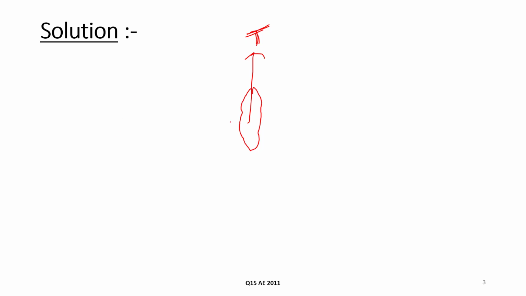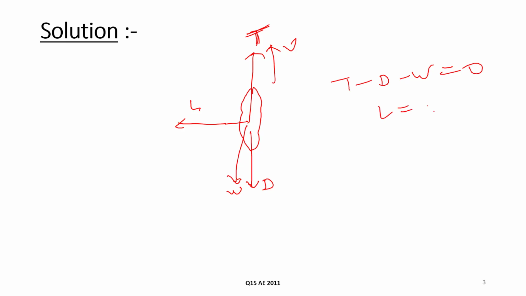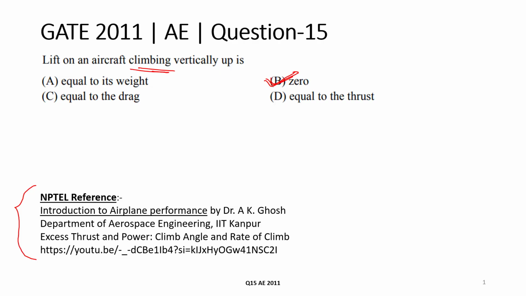Even if we draw the free body diagram, we see that thrust will act upward along the velocity direction. Drag will be opposite to this and lift will be perpendicular to this, and weight W will act downward. If we balance the forces, we get T minus D minus W equal to 0 and L equal to 0. So lift is 0. So our answer will be B, 0.